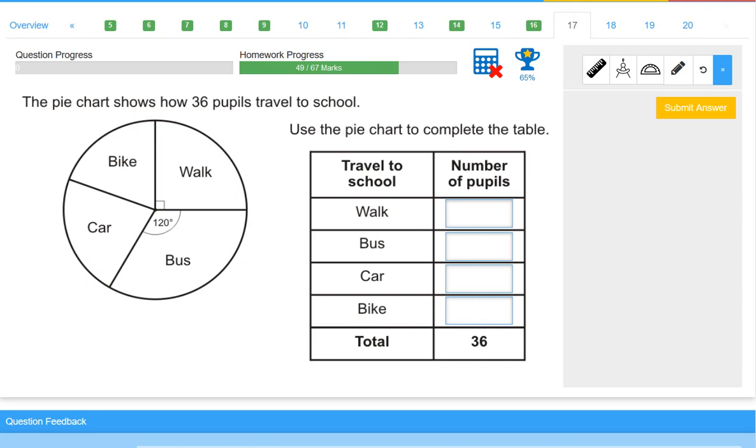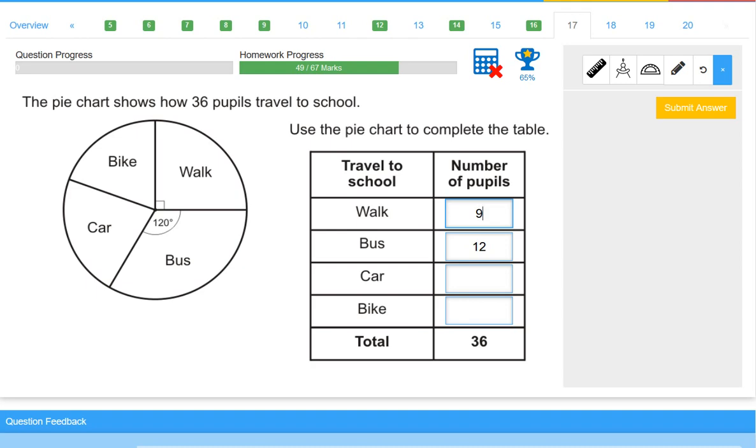That's my starting point. I look at the bus. I can see that the bus is 120 degrees. Well, how many lots of 10? Obviously, the bus must be 12. I notice that walk has a little square sign. That means it's a right angle, which is 90 degrees. So how many lots of 10 in 90 degrees? Well, there are 9. So there must have been 9 students there.